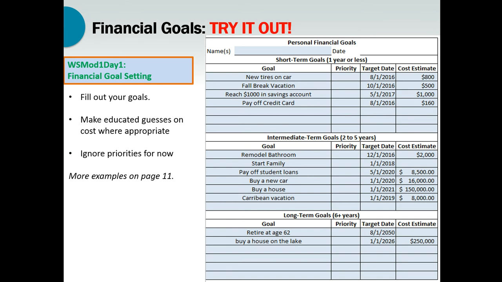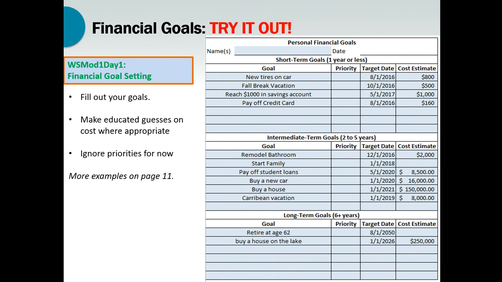So that ends section 1 of day 1's lecture. We have another one to go. A nice, easy warm-up workshop we'll start with here. If you'll download in the module folder, workshop module 1, day 1, financial goal setting. We're going to start your journey of planning your first year out of college.